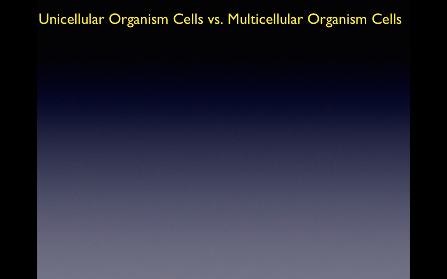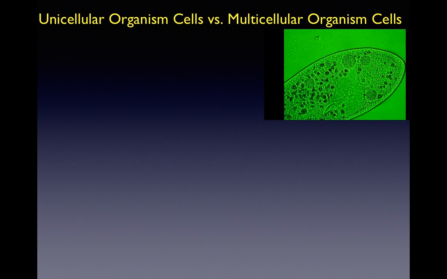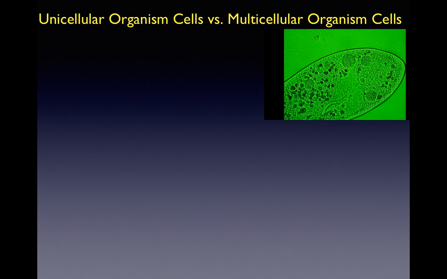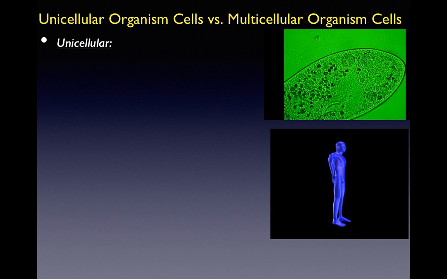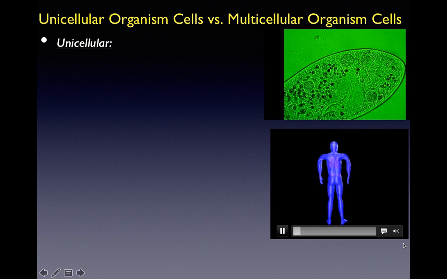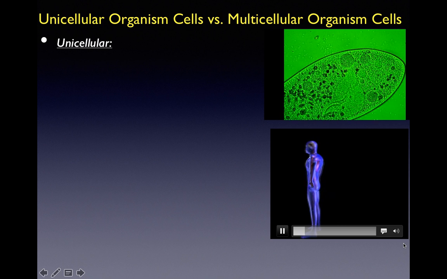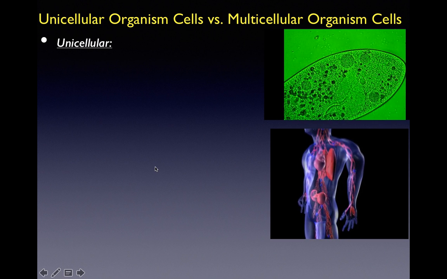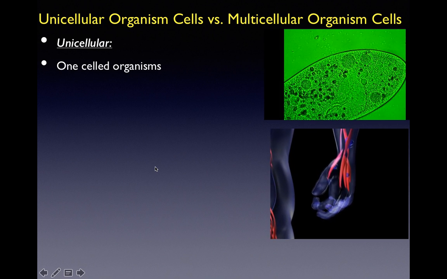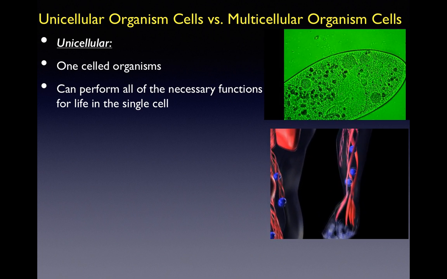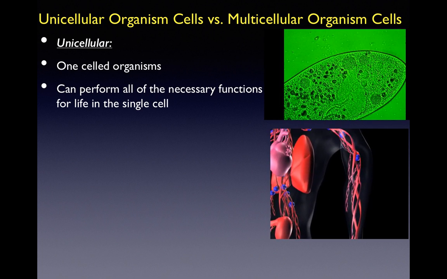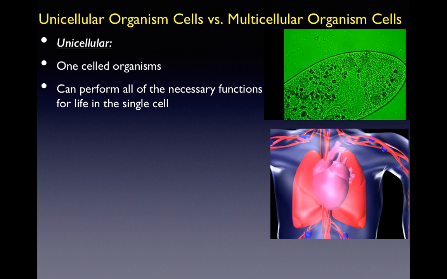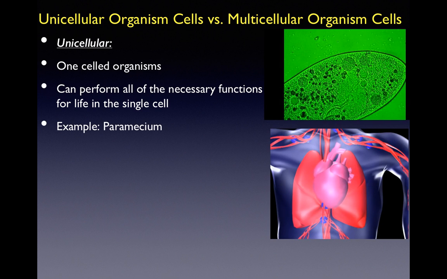So a unicellular organism versus a multicellular organism. What we have here is the unicellular organism. And what we have down here is a multicellular organism. That's obviously a human body. This is just some sort of bacteria. Unicellular is a one-celled organism, and it can perform all necessary functions of life. So it's a living thing, but it doesn't have multiple cells in it. Our example here on the right is a paramecium.